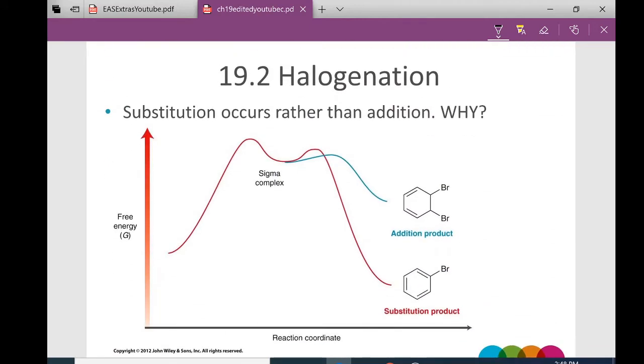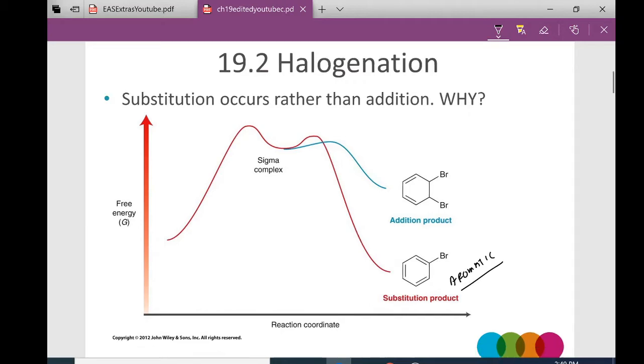So we get substitution instead of addition because the substitution product is aromatic, which makes it lower energy than the addition product. So a potential addition product would be higher energy than a substitution product, and that's why the substitution predominates.